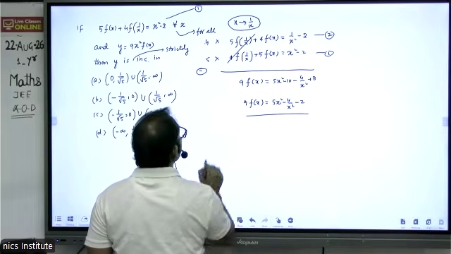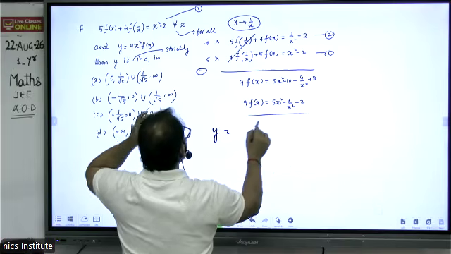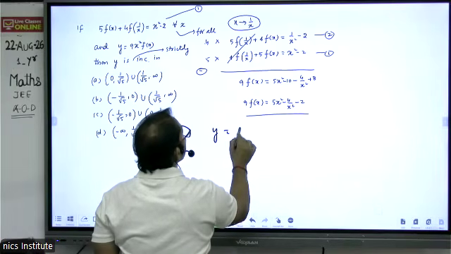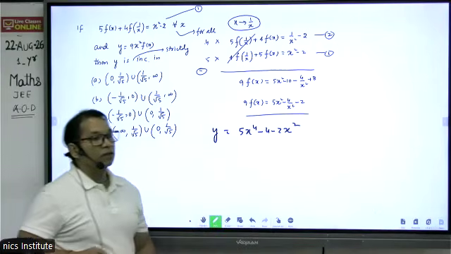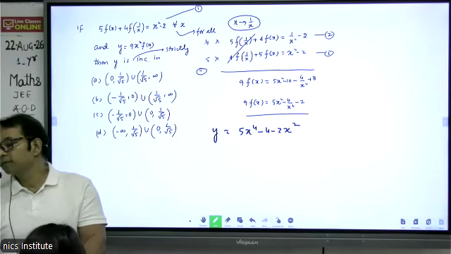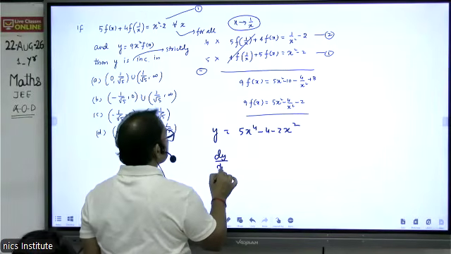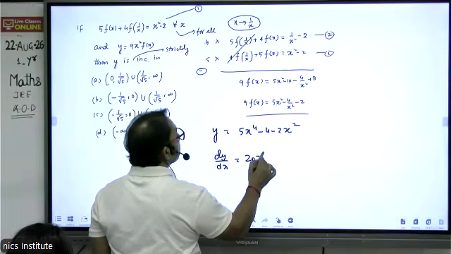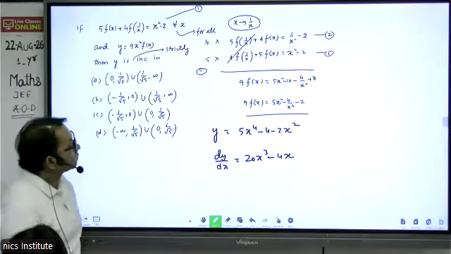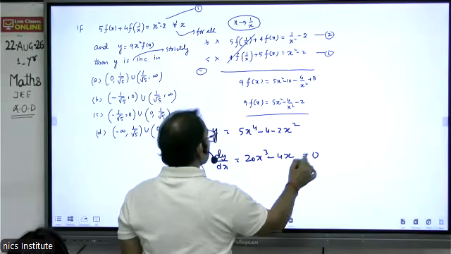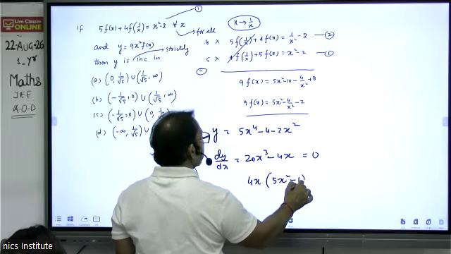So now y is 9x square times this. So I multiply the entire thing by x square. So it'll be 5x to the power 4 minus 4 minus 2x square. So this is your final y. Then differentiate: 20x cube minus 4x equal to 0. 4x common. 5x square minus 1 equal to 0.